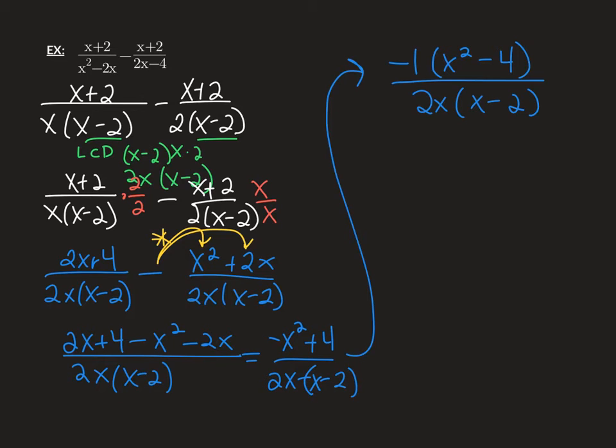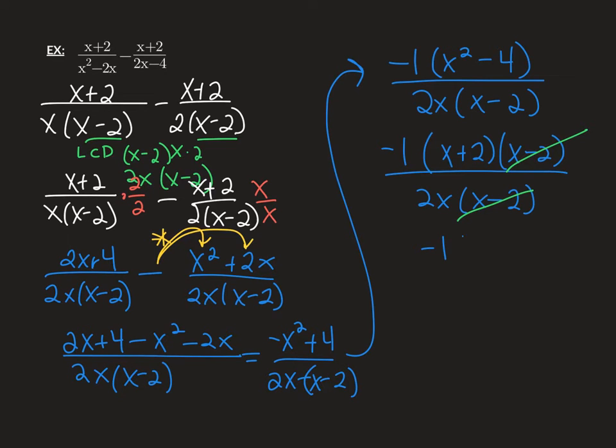The reason I notice that is because I'm always looking to see if there's a way I can simplify top and bottom. And x squared minus 4 is the difference of 2 squares, whereas negative x squared plus 4 is not, as how it's written. So if I pull out that negative 1, what do you notice? I have common factors here. I can get rid of the x minus 2 and the x minus 2, and it leaves me with negative 1 times x plus 2 over 2x.